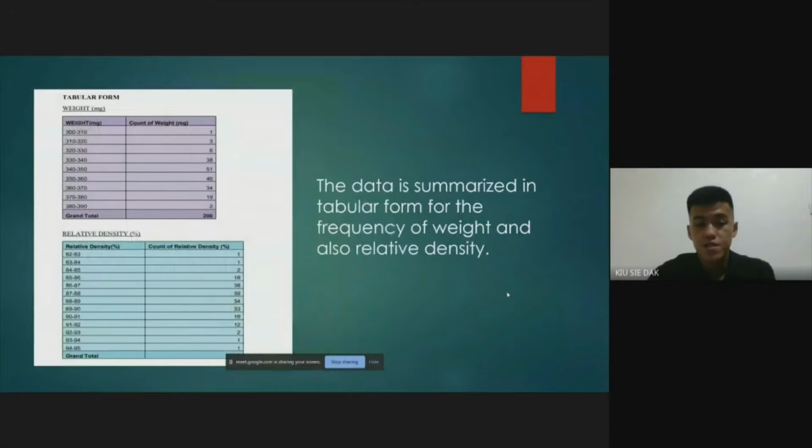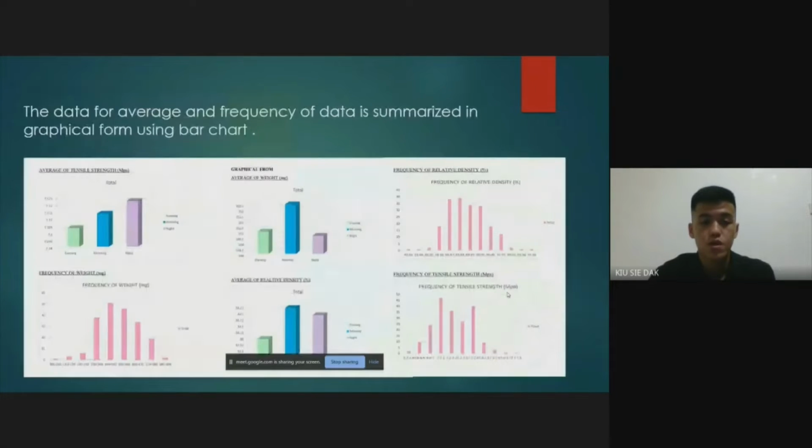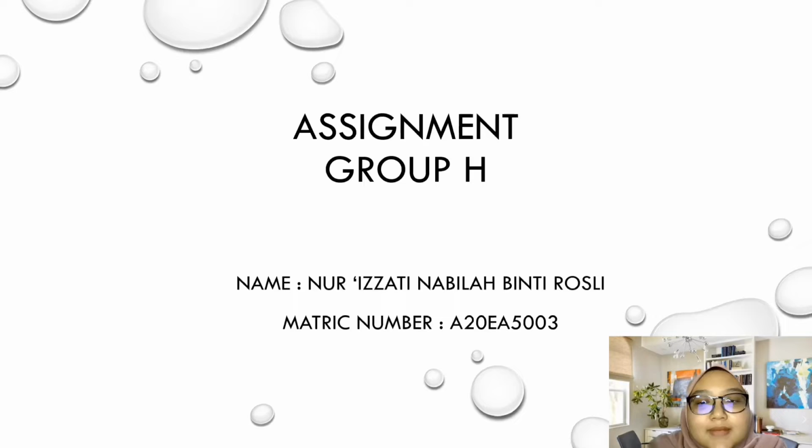Then the data is summarized in tabular form for frequency of weight and also relative density. For the frequency of weight, the interval is around 10, and for the frequency of relative density, the interval is about 2. Next, the data for average and frequency of data is summarized in graphical form by using bar chart. Below are the 6 bar charts that represent the data analysis.